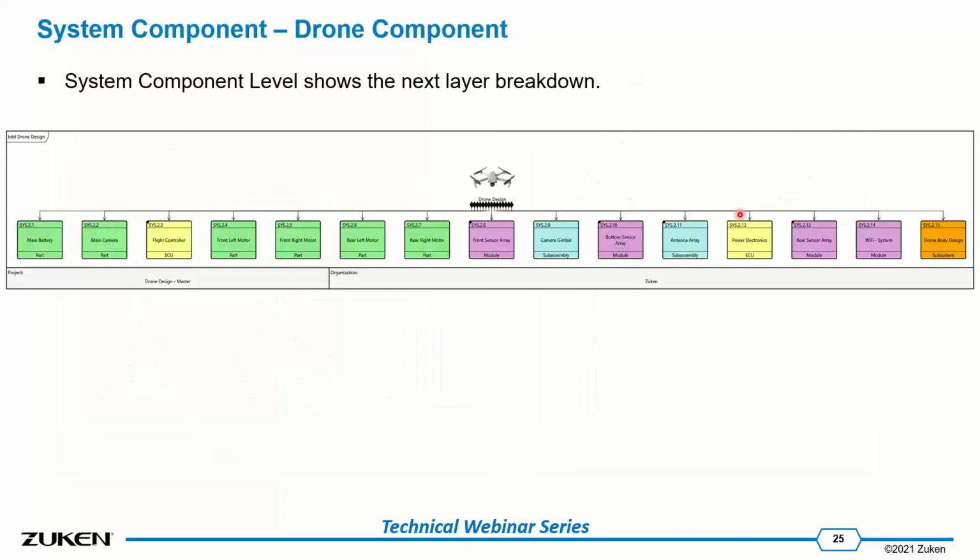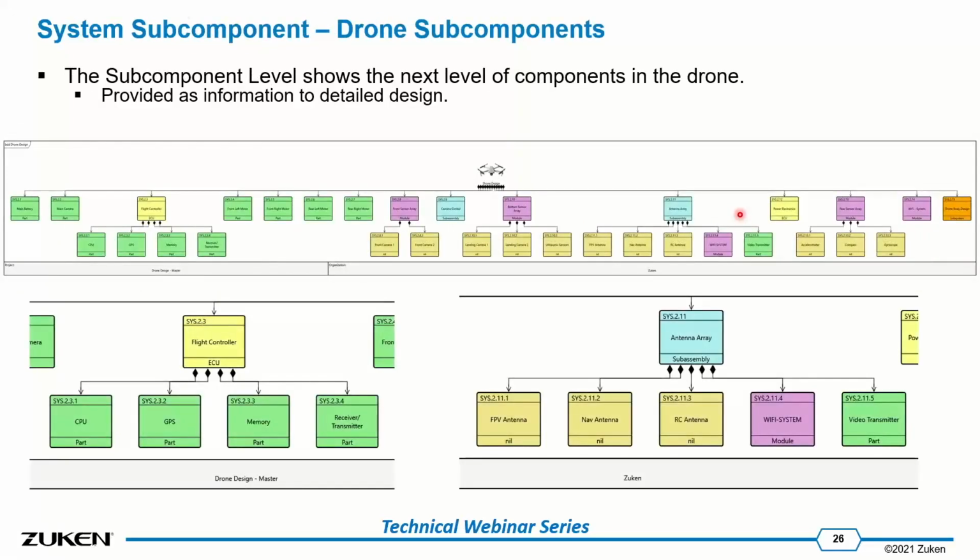You can take this to the next layer, and you can take the drone and break it out into its components. And this is really going to be the focus as we move forward, the drone. But as you can see, battery, camera, flight controller, motors, sensors, antennas, etc. I can even go another layer if I want. So the flight controller, I could go into CPU, GPS, memory. At this layer, it's not necessarily something the systems engineers would do, but could do.